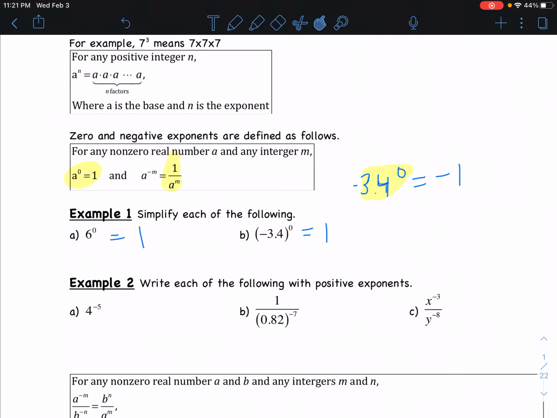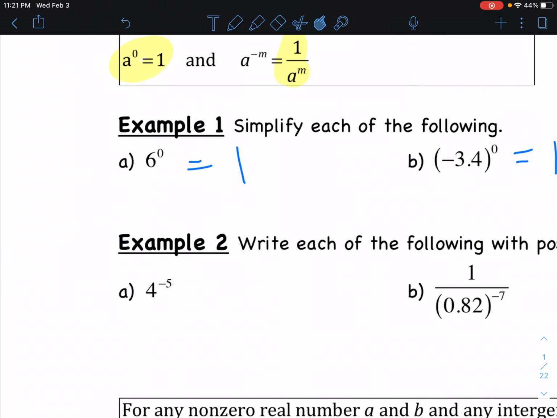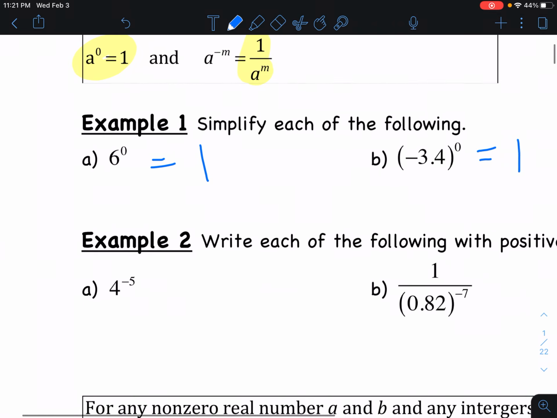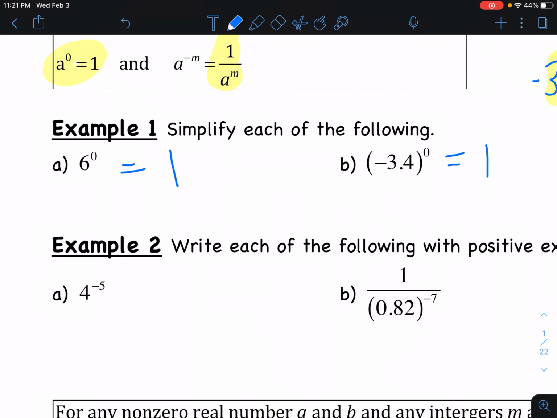Example 2, we reintroduce the negative exponents. Now, in anything that I give, you are not allowed to have negative exponents in your answers, unless it's a scientific notation problem. But here, the goal is to write each of the following with positive exponents. And by the way, you may want to take screenshots for this if you don't have a packet yet. If you do have a paper packet, you want to pause this as we go through this to make sure you are writing down your notes.